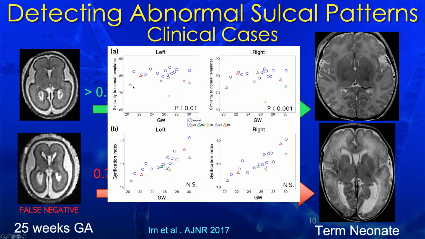You can see the triangles are the similarity index, and the circles are the normals. And you can see that there's a fairly good separation from the abnormal cases. These are cases, again, scanned as fetuses where we have postnatal confirmation of abnormalities, that we can detect these abnormalities with the gyral similarity index. Gyrification, however, showed no separation. And what gyrification index seems to do is really track the timing of the gyral folds, but doesn't really tell you whether the gyral folds are abnormal or not.